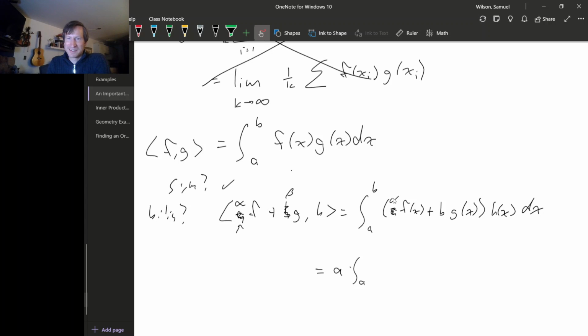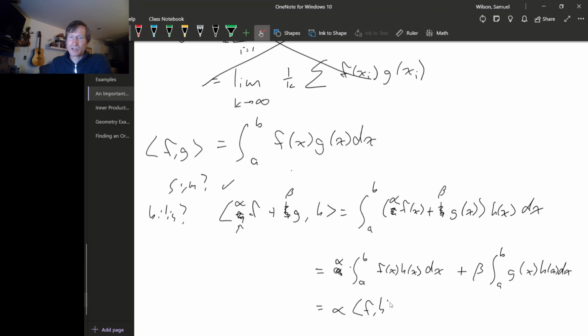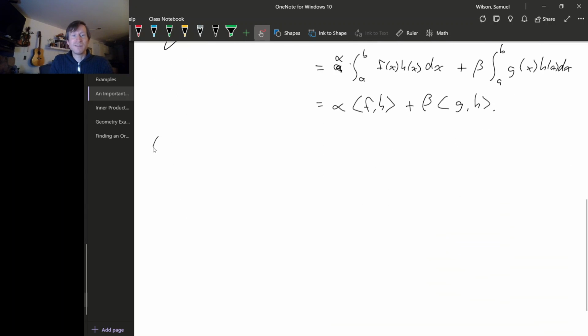So here's an alpha, here's a beta. Okay, so this is alpha here. The integral from a to b of f(x) times h(x) dx, and then the terms with betas, we have a beta times the integral from a to b of g(x) times h(x) dx, and sure enough, this is alpha times the inner product of f and h plus beta times the inner product of g and h. So this is bilinear. Okay, last one we need to check is positive definite.